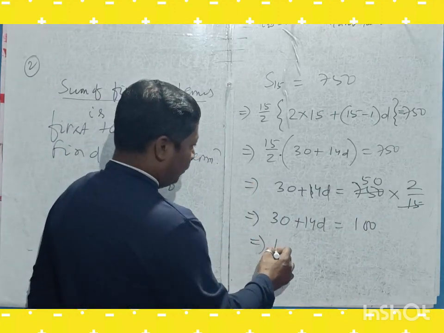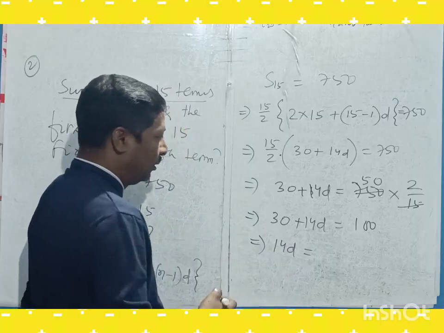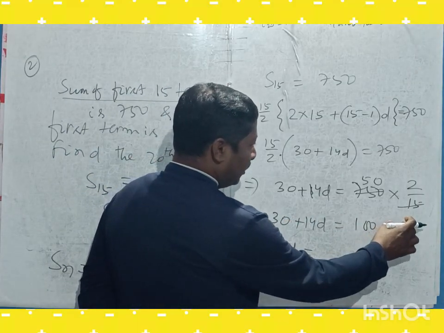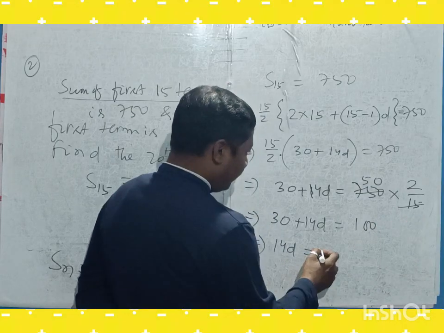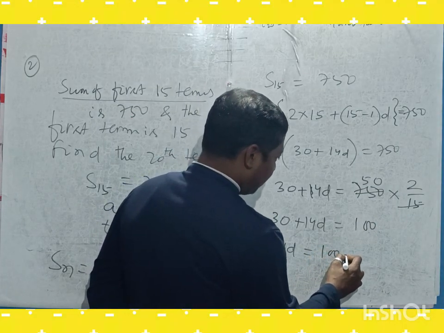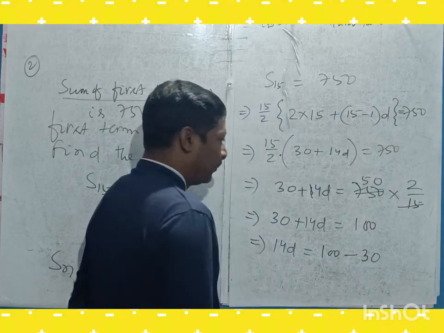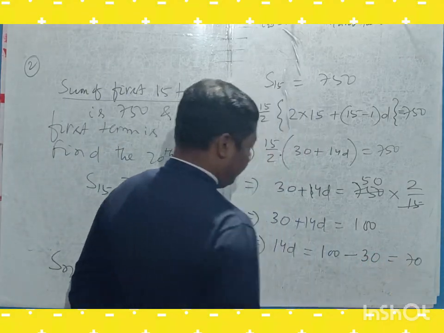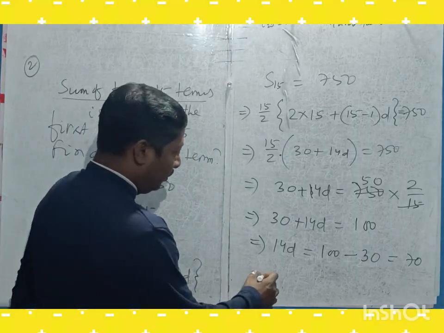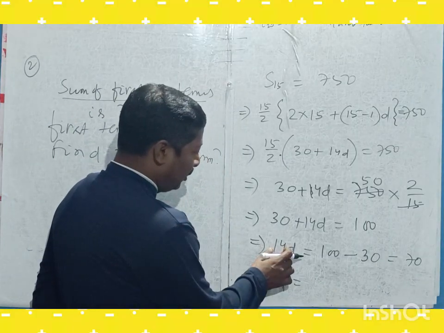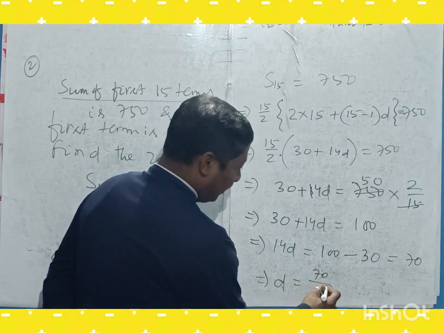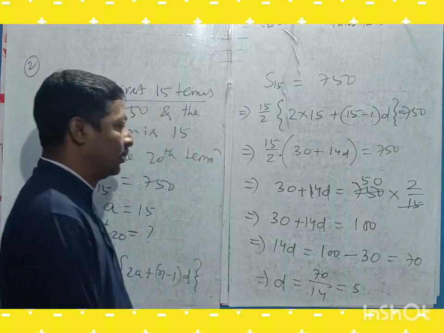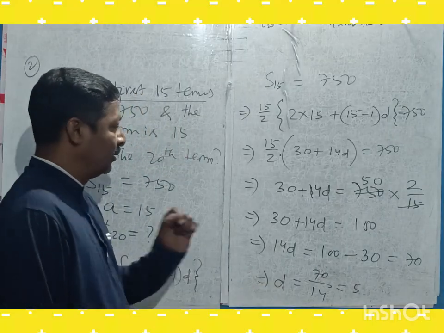Okay, so 14d, I have to calculate d here. 14d is how much? This 30 will be taken here. So 30 will change its sign and becomes minus 30. So this becomes 70. Okay. Now what is the value of d? d is multiplied by 14 here, it will be divided on the other side. So it will be divided. 14 5 ja 70. So the value of d is 5.